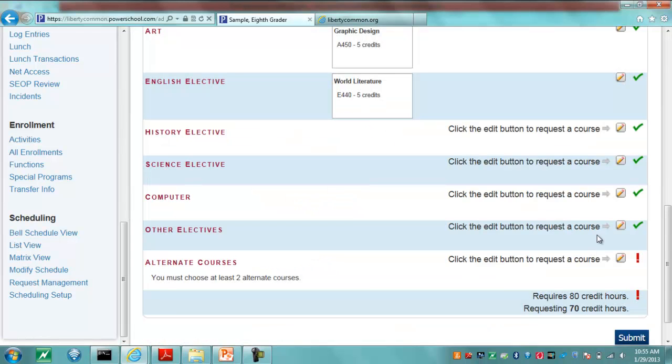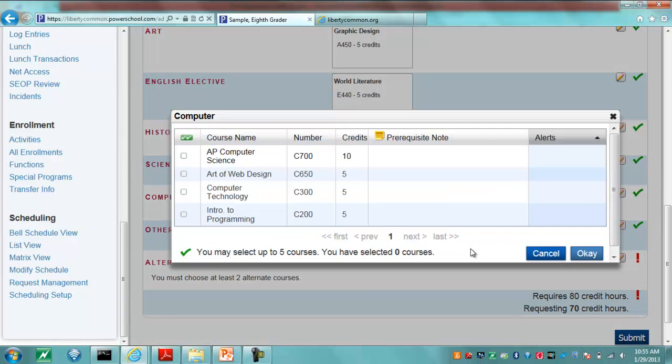Computer classes, we have a few options here. The computer classes are taught by Mr. Kranz, and he can answer many of the questions you may have about those options.